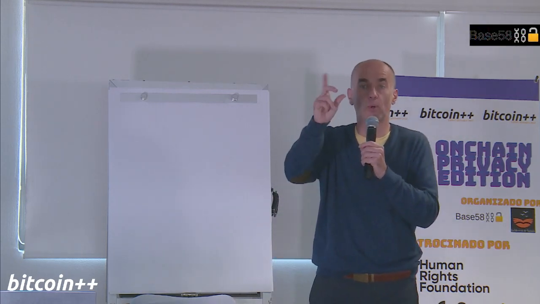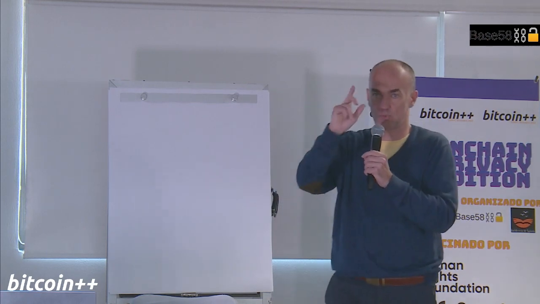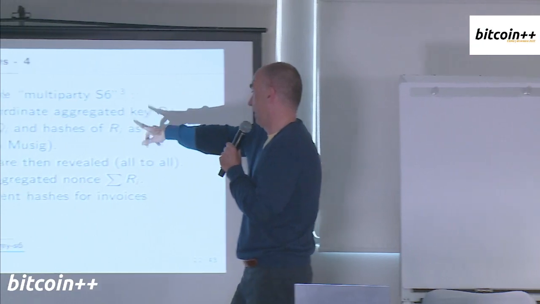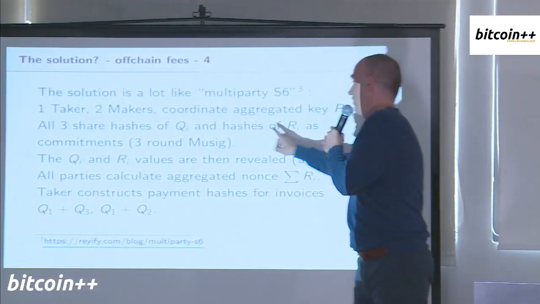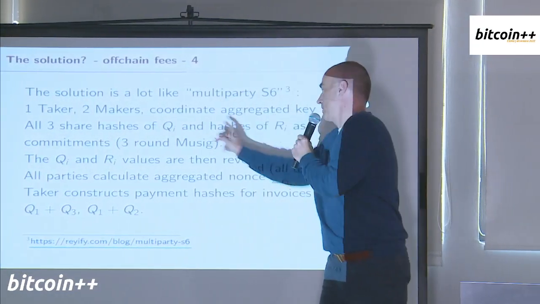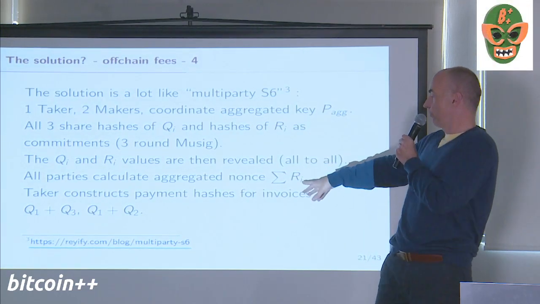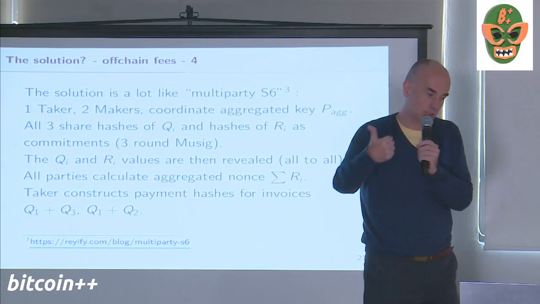So the trick here is everyone has their own adapter secret, not just one person. We're going to send commitments to the adapter values, the adapter secret points, and the nonces. Then they get revealed. Then we find the aggregated nonce. We've got the aggregated nonce and the aggregated key.